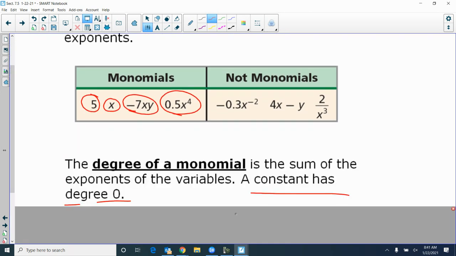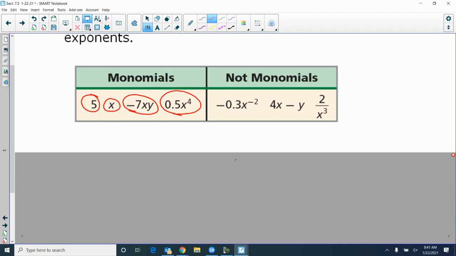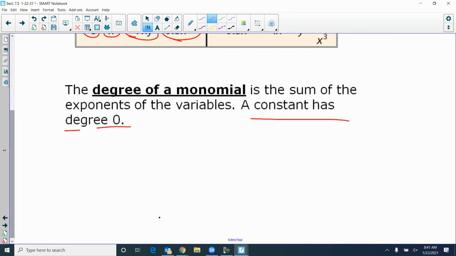Okay. The degree of a monomial. Is it first degree? Second degree? Third degree? Fourth, fifth? What degree is it? Well, the definition here: the degree of the monomial is the sum of the exponents of the variables. A constant has degree 0.